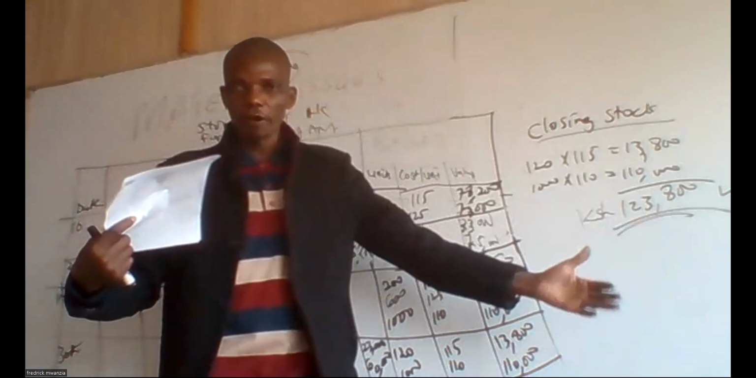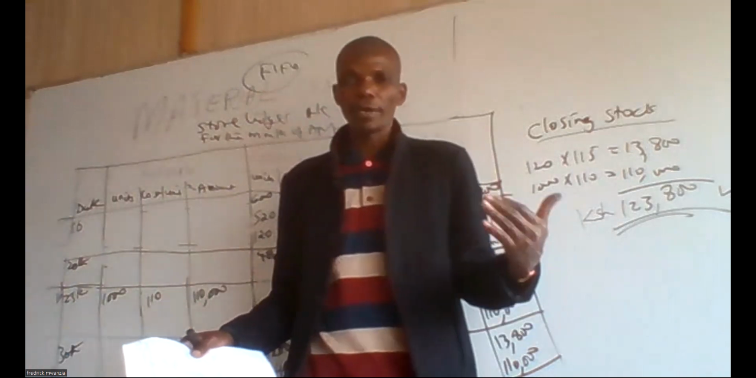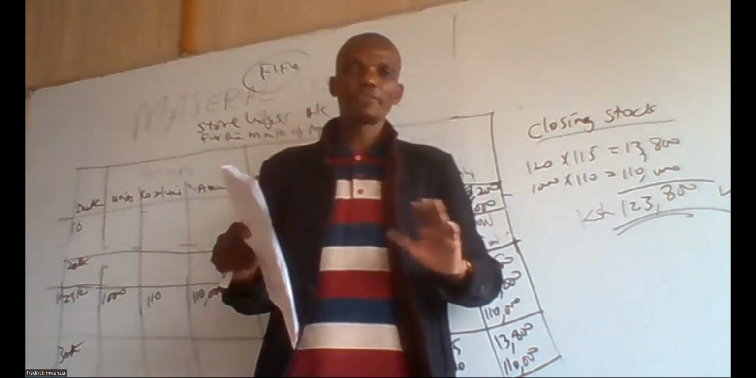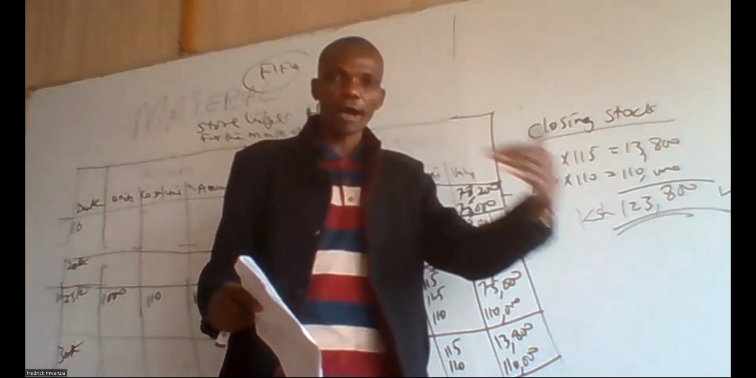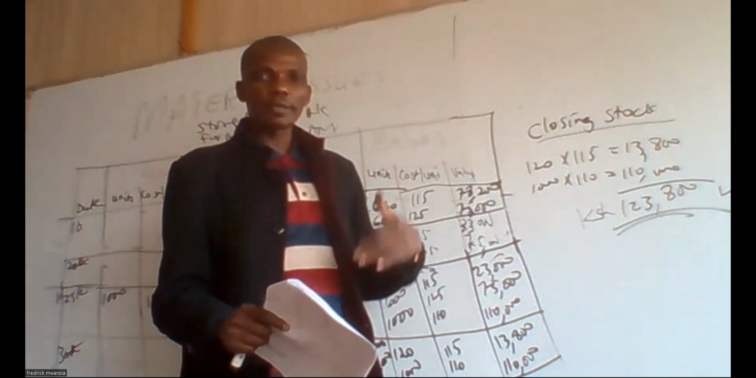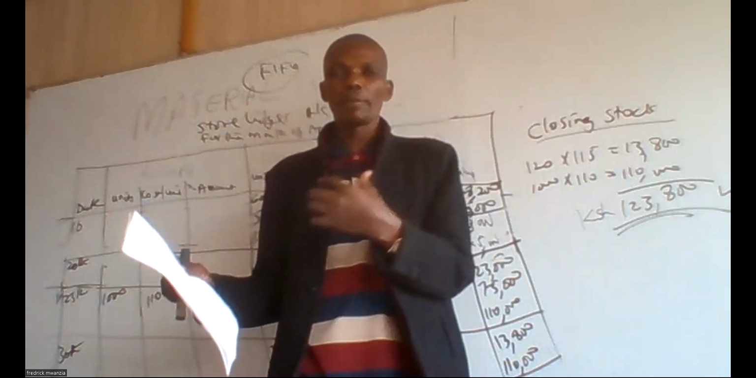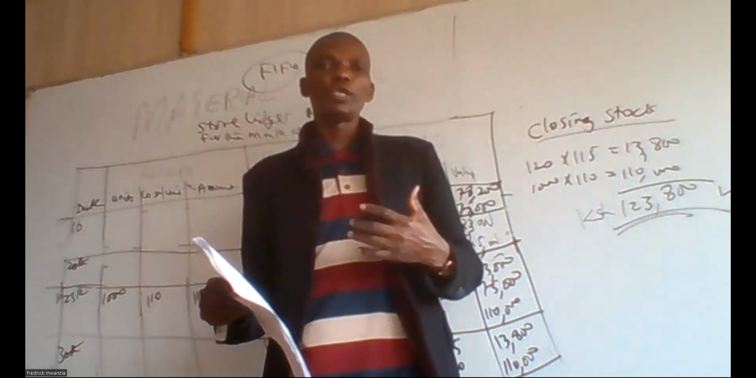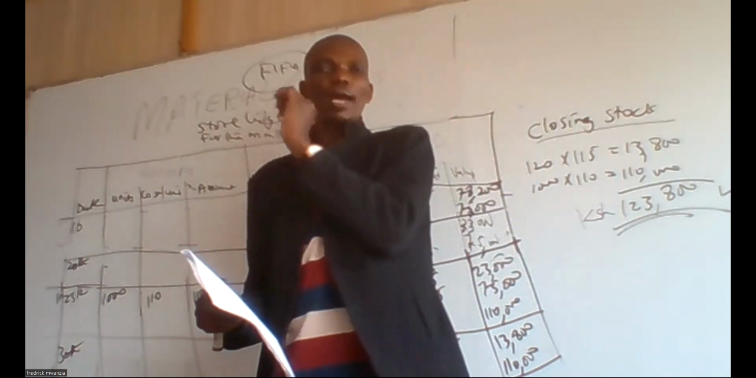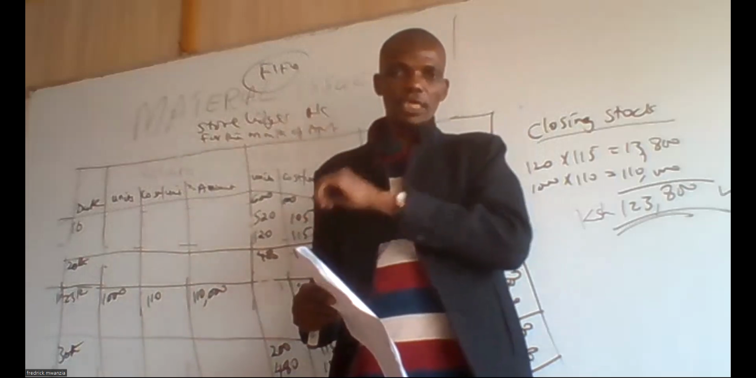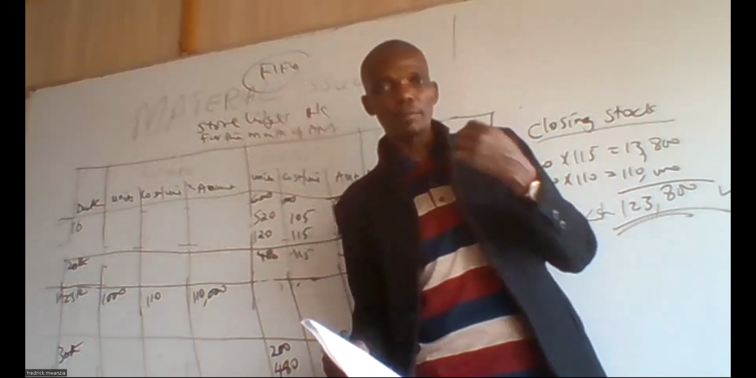They may be FIFO, first in, first out; LIFO, last in, first out; and weighted average price method. I've said that for first in, first out, what came into the store first, when the storekeeper is requested to issue materials to the production department, those consignments that came in first are the ones to be issued first. Once the first consignment is exhausted, the storekeeper then looks at the second consignment that came into the store.